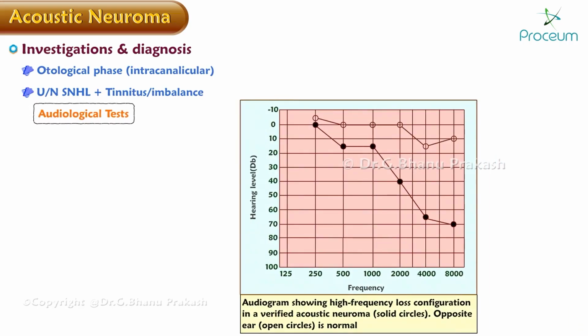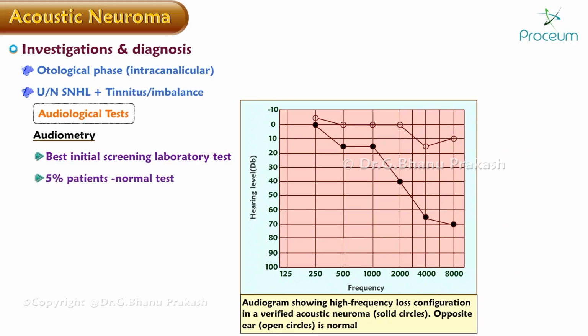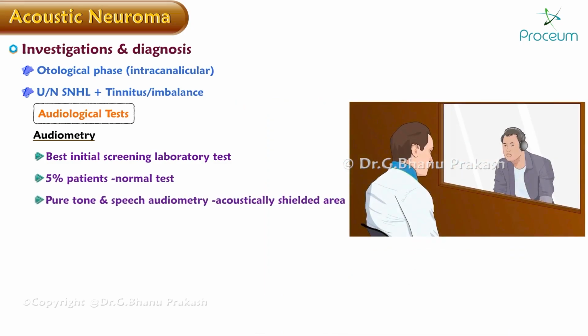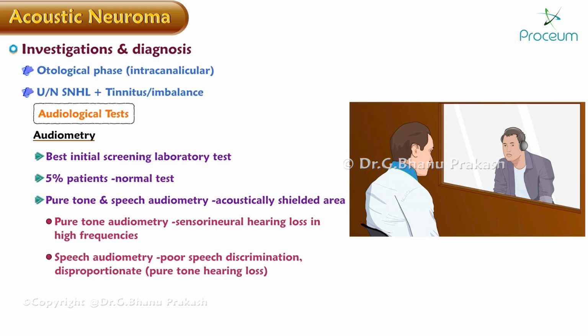Audiological test. Audiometry. Audiometry is the best initial screening test for the diagnosis of vestibular schwannoma, since only 5% of patients will have a normal test. Pure tone and speech audiometry should be performed in an acoustically shielded area. Pure tone audiometry will show sensorineural hearing loss, more marked in high frequencies. Speech audiometry shows poor speech discrimination, and this is disproportionate to the pure tone hearing loss.